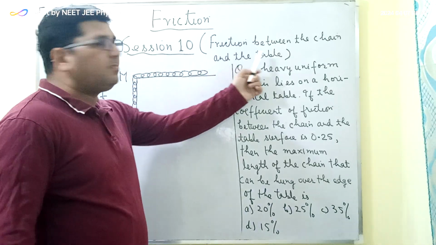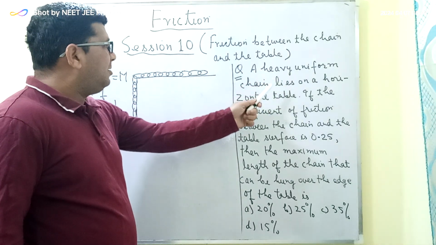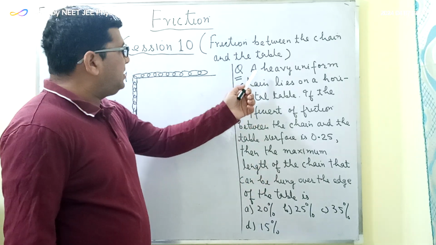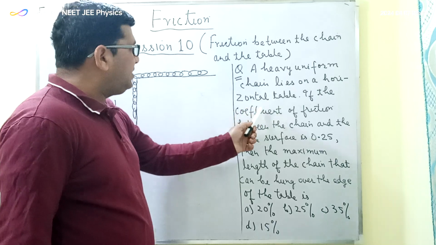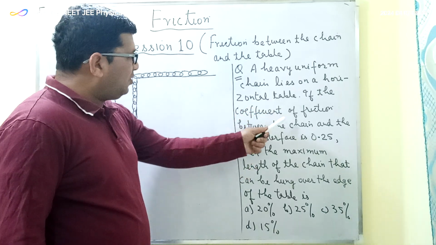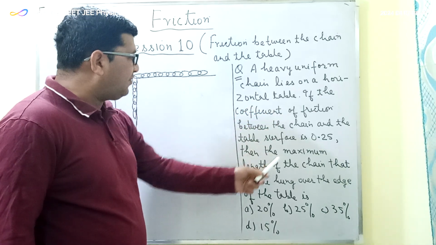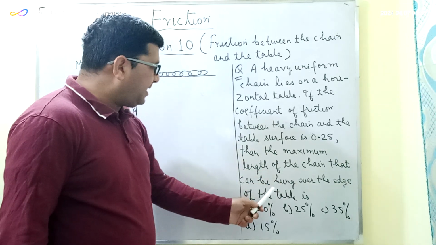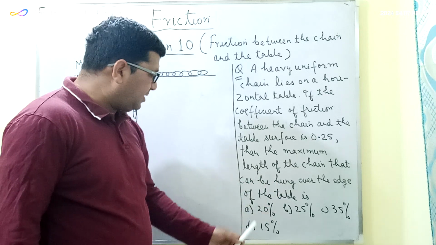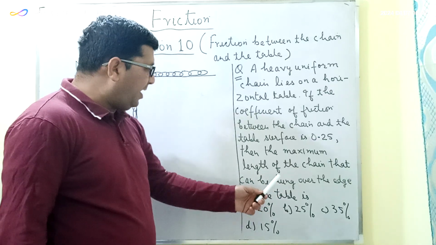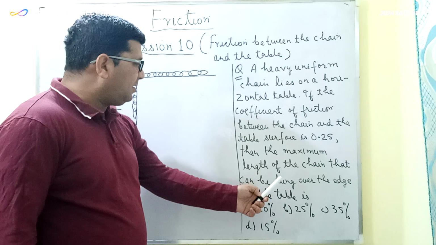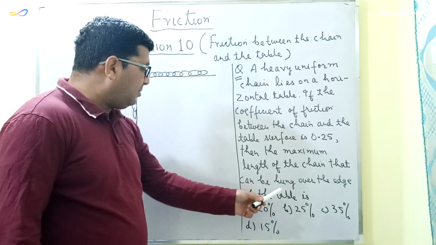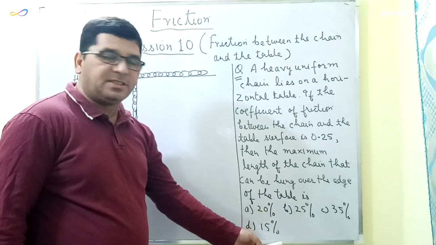The topic is friction between the chain and the table. And the question for this session is written on this board. The question here is: a heavy uniform chain lies on a horizontal table. If the coefficient of friction between the chain and the table surface is 0.25, then the maximum length of the chain that can be hung over the table is... There are four options here, and we have to find the maximum length of the chain which can be hung over the edge of the table in percentage.